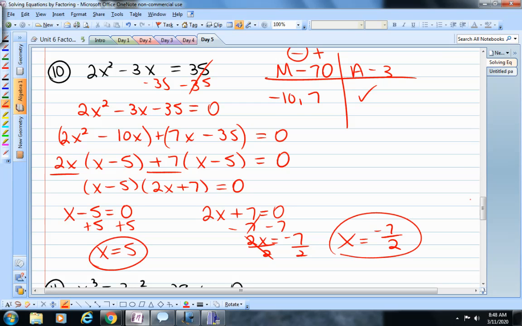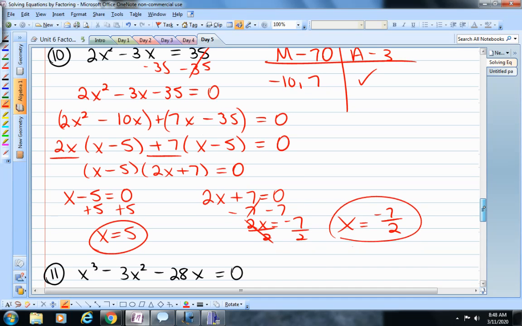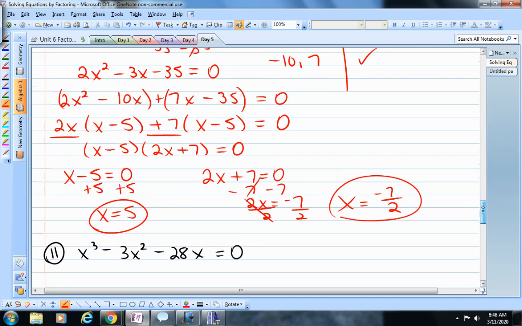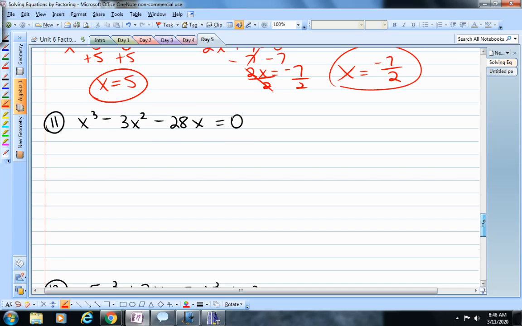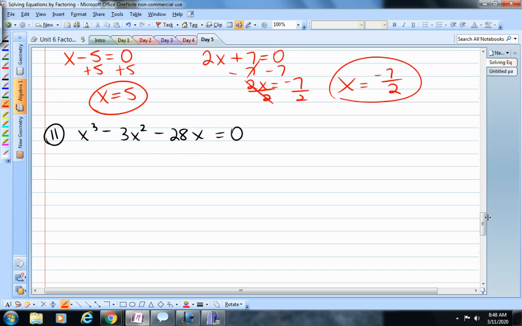Good job. Y'all, that right there is probably the most difficult it could get, honestly. It took up my whole screen. They're not that bad. You're just doing what you did yesterday, except you're equaling it to 0 at the end of solving.